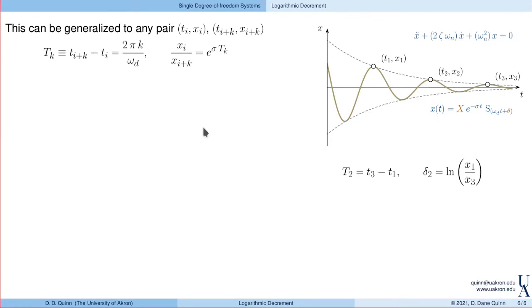When we do that, and we go through all the math again, we find that the time between peak ti and ti plus k, so k peaks after this, is just 2 pi over omega d, which is again the period of the oscillations, times the number of peaks. That kind of makes sense, right? I was going once, now I'm going twice. And then the ratio of those peaks is equal to e to the sigma, and then again, the time between peaks.